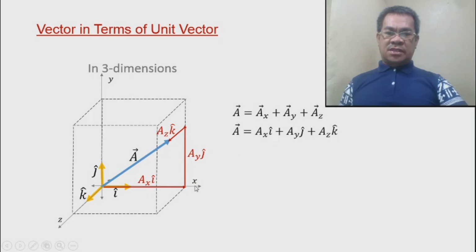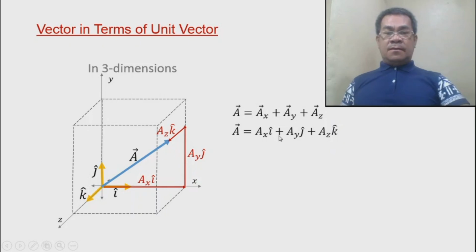We have the Ax i hat, Ay j hat, and Az k hat. So it should reach the tip of vector A, because remember that vector A is the vector sum of the components. So the A vector should be the closing line from the starting point towards the end. Therefore this should be the vector sum. This is the mathematical representation, and this is the graphical presentation. Both of them are the same.